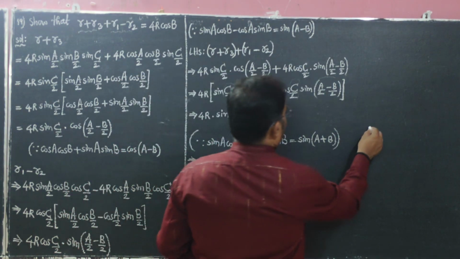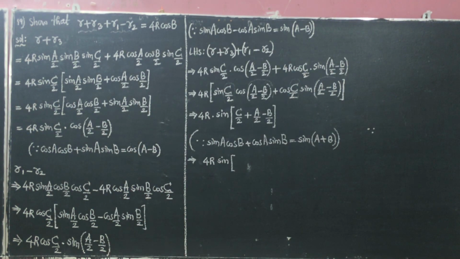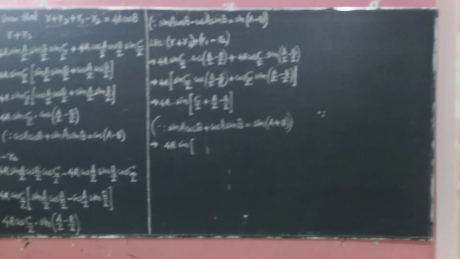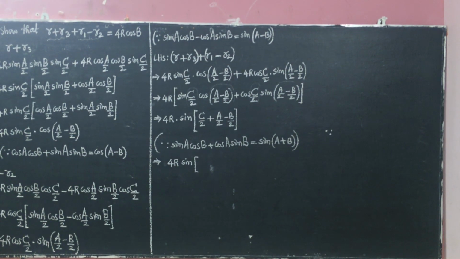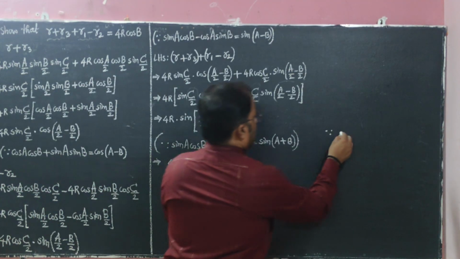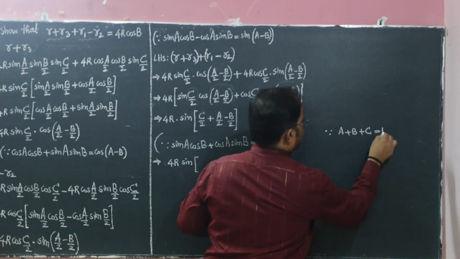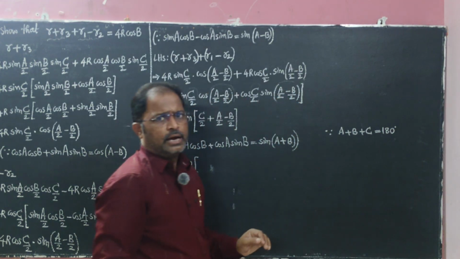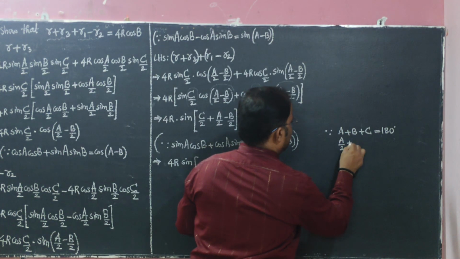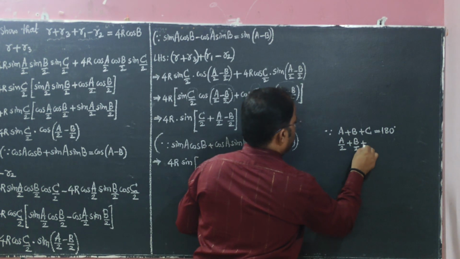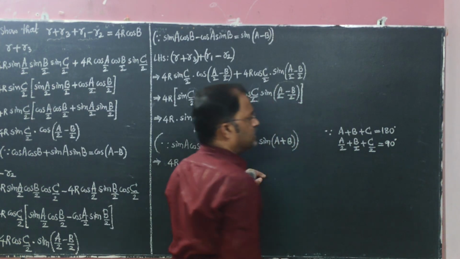I am writing here. Is this visible on the slide? See, A, B, C are angles in a triangle, so we can write a plus b plus c equals 180. Clear? We already did this in previous problems. Divide by 2: a plus b plus c by 2 means a by 2 plus b by 2 plus c by 2 equals 180 by 2, which is 90 degrees.